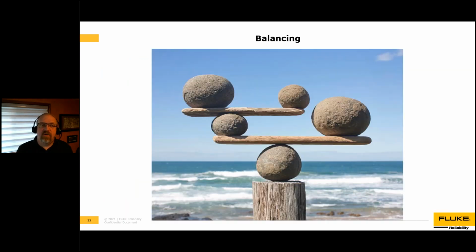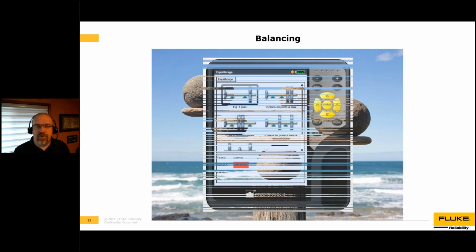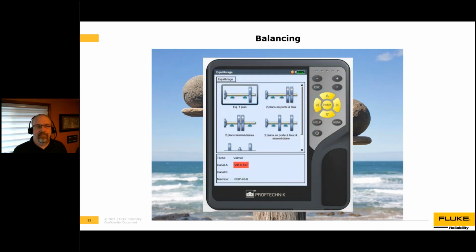These expert vibration analysis tools generally also include a balancing function. It allows a skilled vibration analyst to balance rotors. It's a bit of an art form. They provide for single plane and dual plane balancing, overhung and center hung rotors.